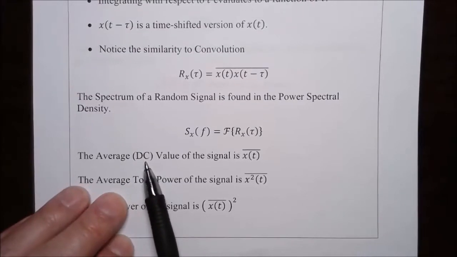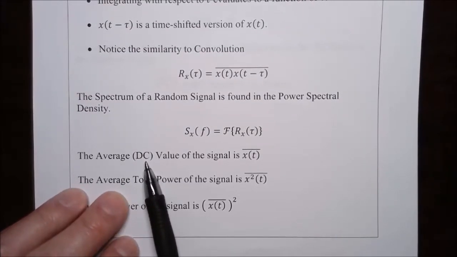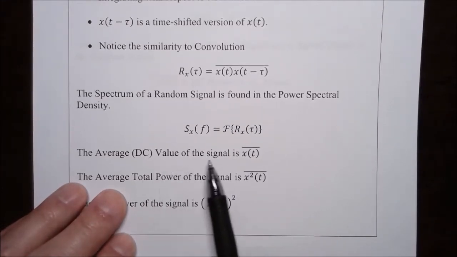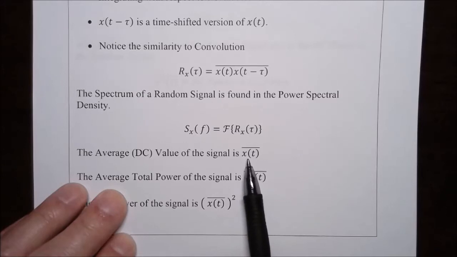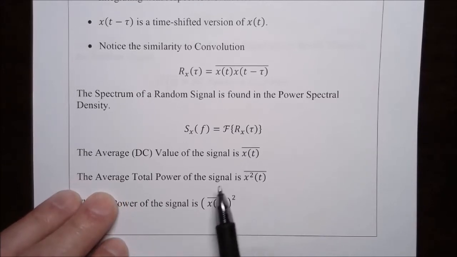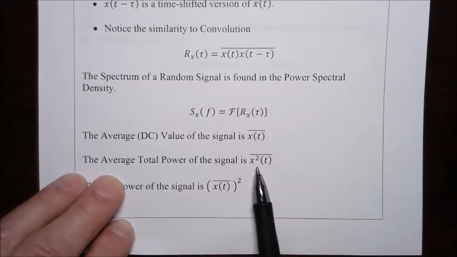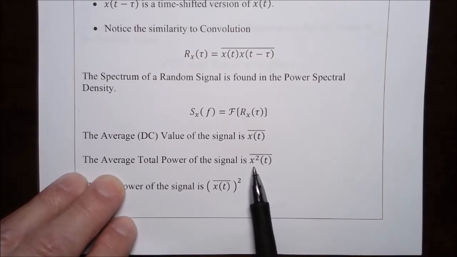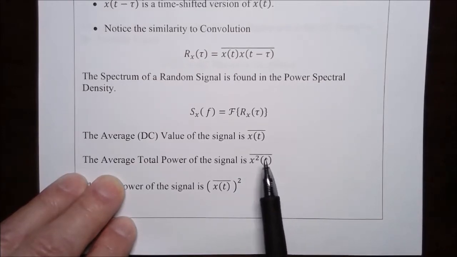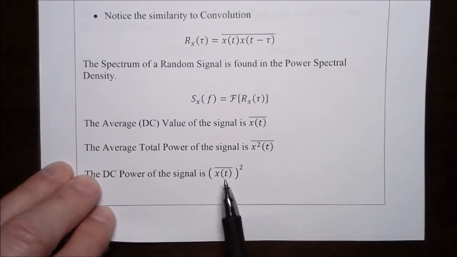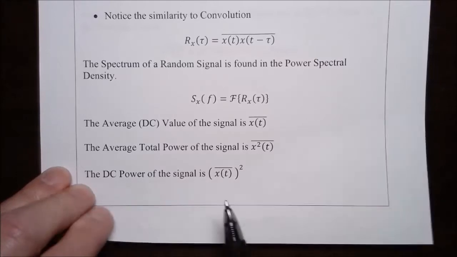While we're looking at this random signal, it perhaps will have an average value, a DC value that is simply found by taking the time average of the random signal. It will have an average power. We find that, as we always do in finding average power, we take the signal, square it, and then take the time average. And if a signal has a DC value, an average value, then we could square that average value, and that will give us the DC power in the signal.